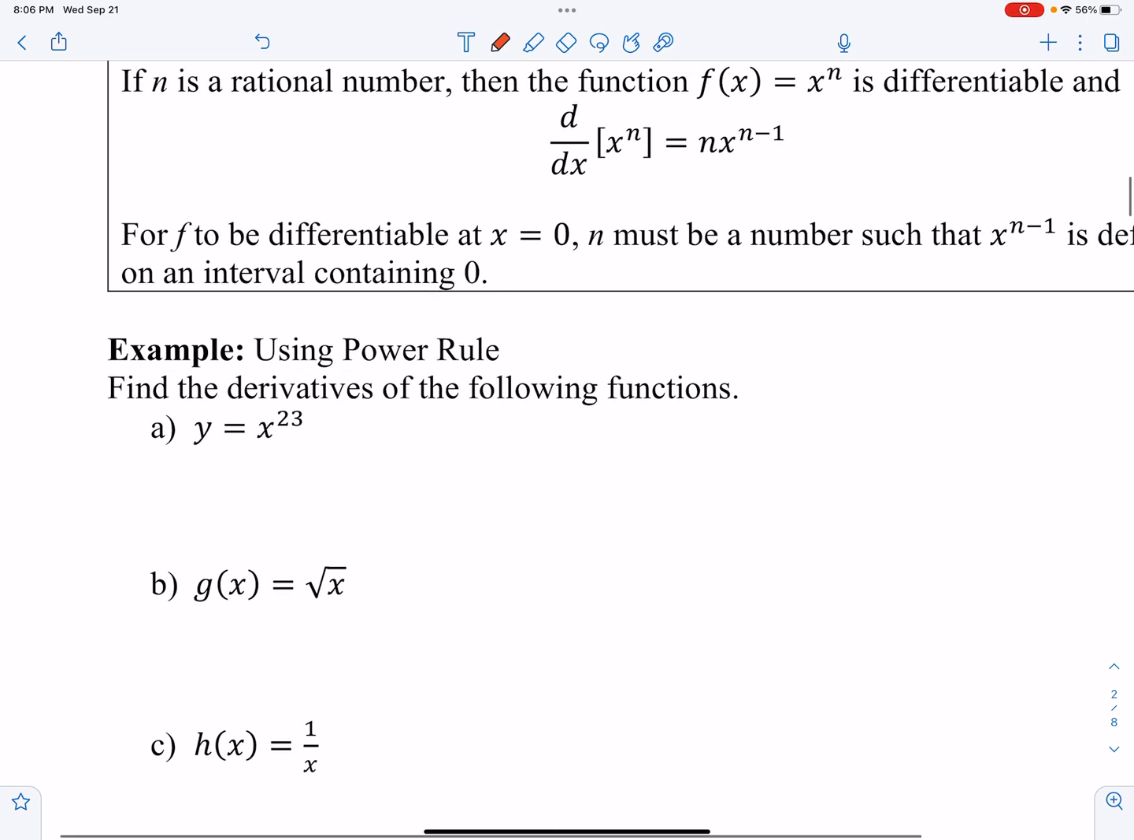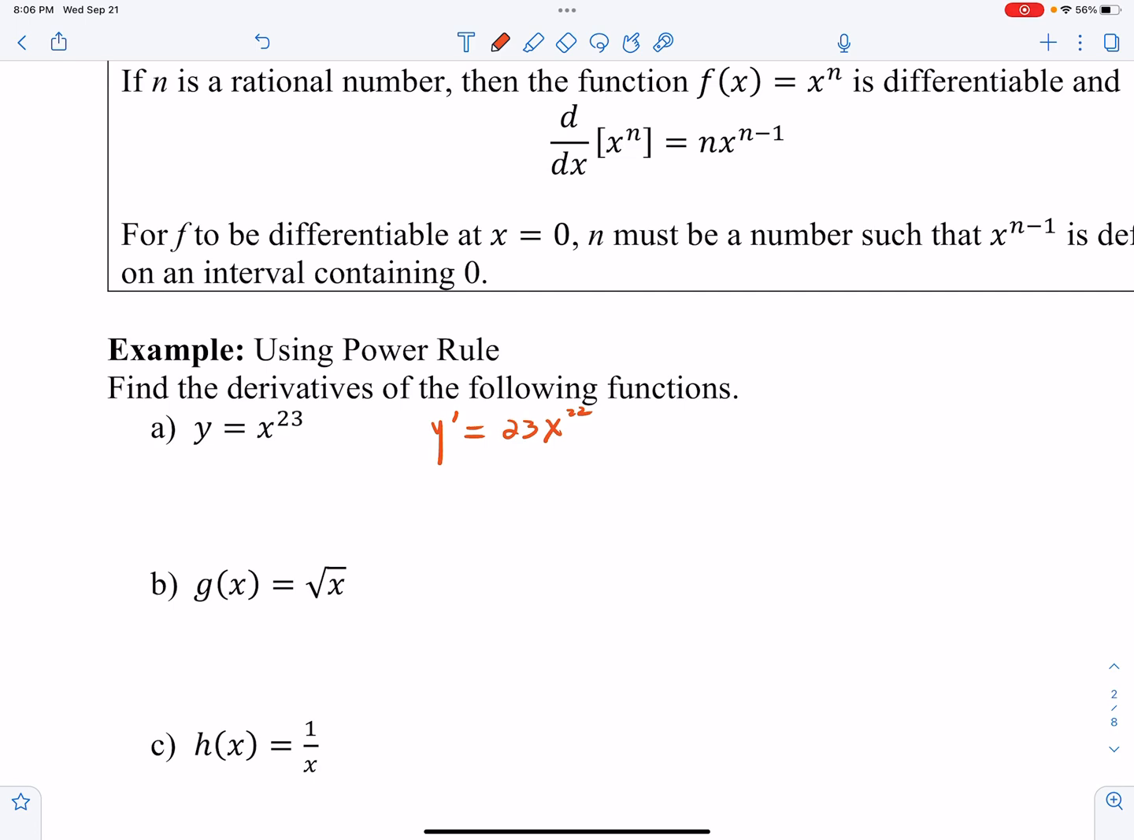So if we're finding the derivatives of these following functions, okay, so for y equals x to the 23rd, trying to do that by hand using the limit definition would be ridiculous. Trying to expand x plus h to the 23rd power would be crazy. But using power rule, super easy to find the derivative. So you get y prime, or dy over dx would be, bring the 23 down, subtract 1 from the exponent, so 23x to the 22nd power.